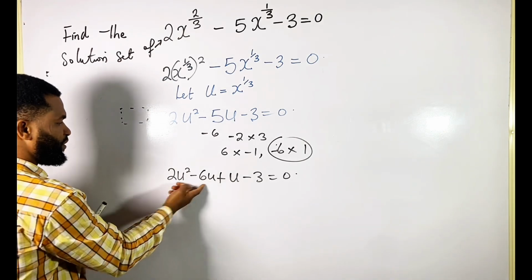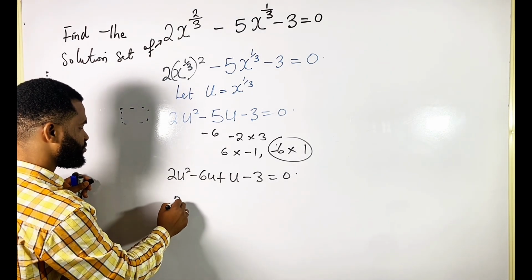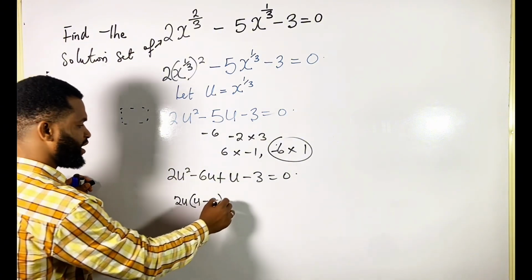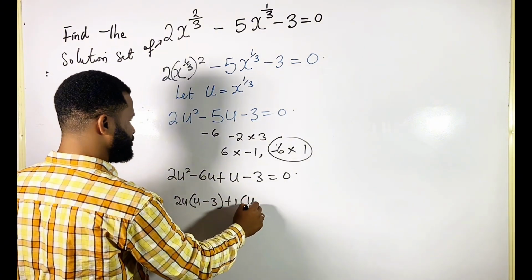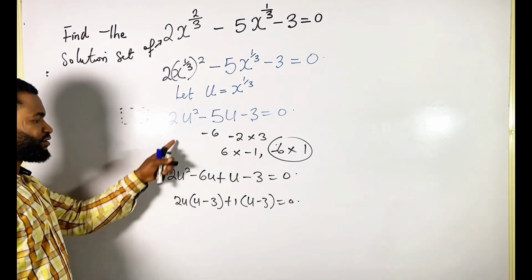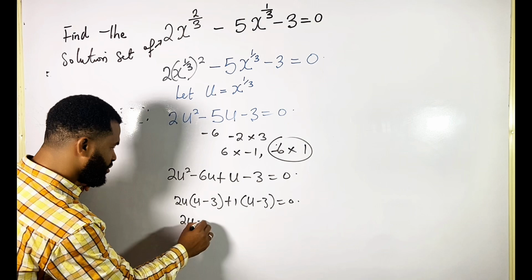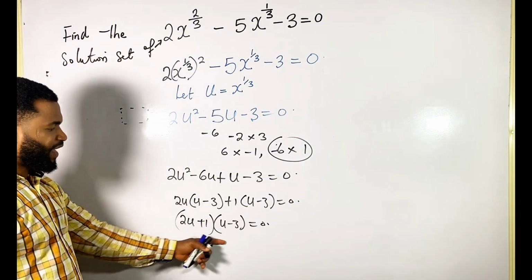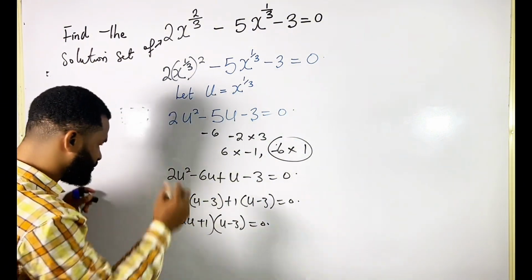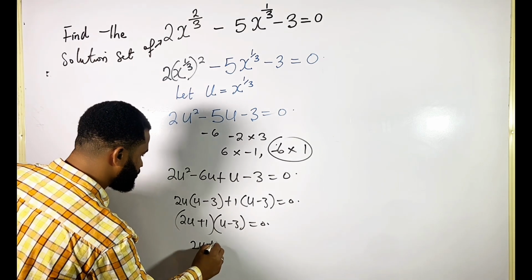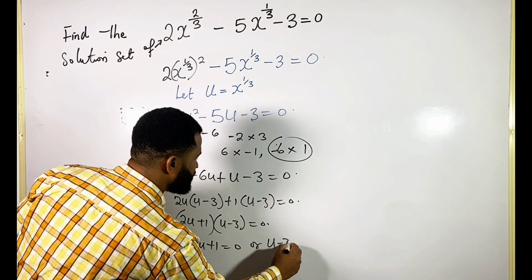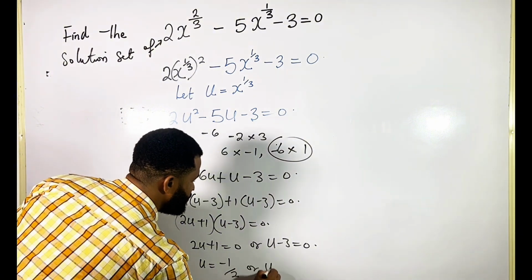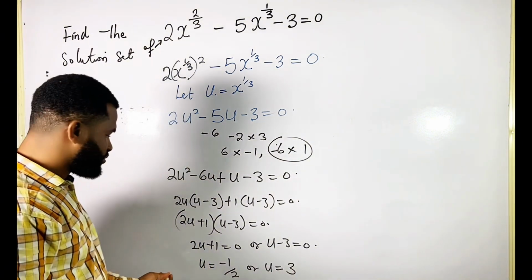So at this point, I am going to factor these two out. I'm going to simply have that this is 2u bracket u minus 3. Okay, and this is going to be plus 1 bracket u minus 3 equal to 0. So I have factorized this expression. To finish it, I'm going to have 2u plus 1 in brackets and u minus 3 equal to 0. I'm going to have that 2u plus 1 is equal to 0 or u minus 3 is equal to 0. So I'm going to have that u is equal to minus 1 over 2 or u is equal to 3. Now I have gotten what u is.